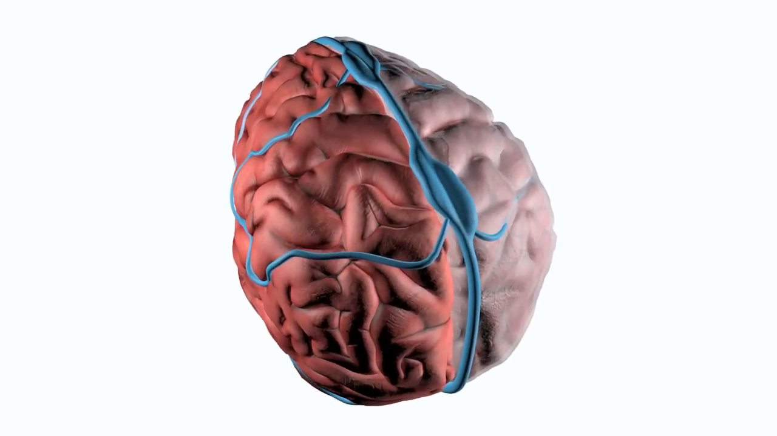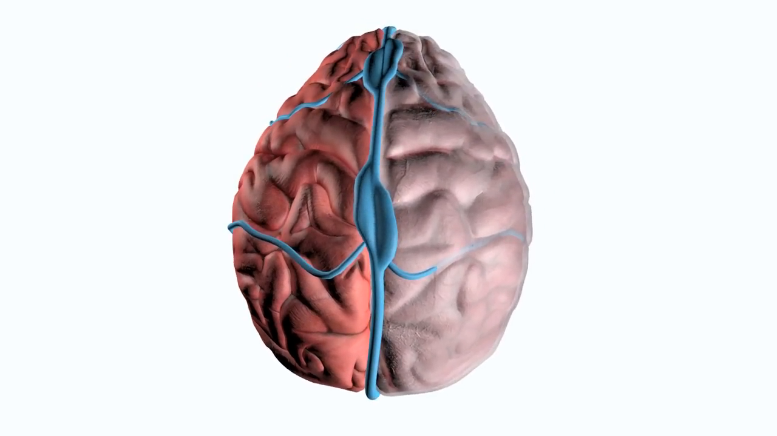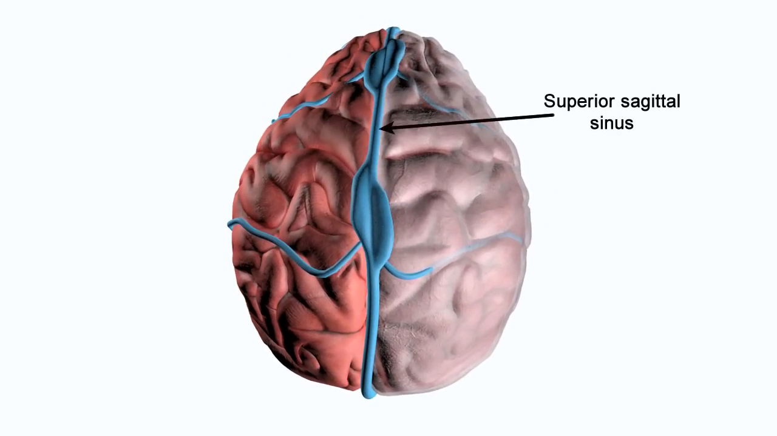The principal sinus is the superior sagittal sinus, which sits superficially in the falx cerebri. The superficial cerebral veins drain into the superior sagittal sinus via the venous lacunae, which are found alongside, while CSF drains into it via the arachnoid granulations.